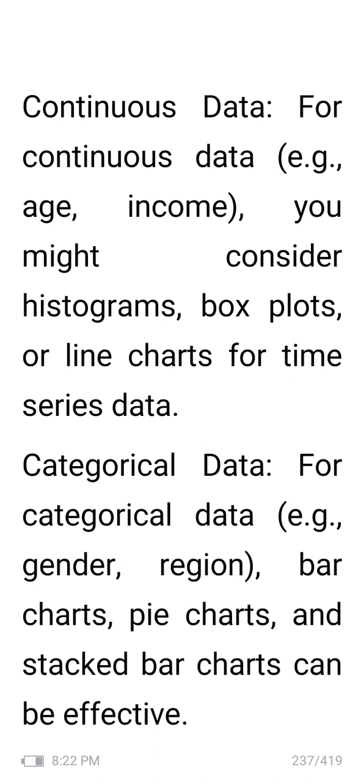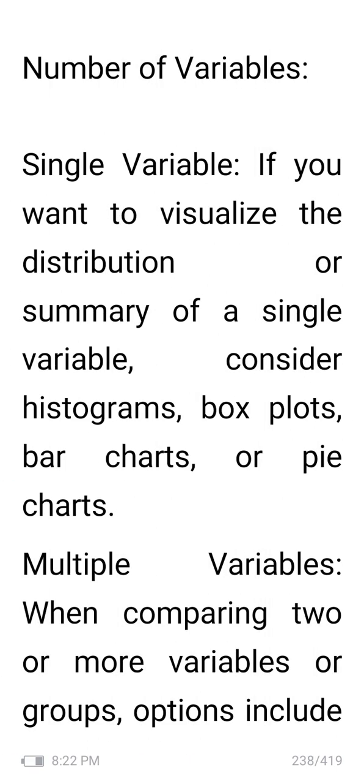For time series data, then categorical data. For categorical data, gender, region, bar charts, pie charts and stacked bar charts can be effective. So number of variables, single variable. If you want to visualize the distribution or summary of a single variable, consider histograms, box plots, bar charts or pie charts.